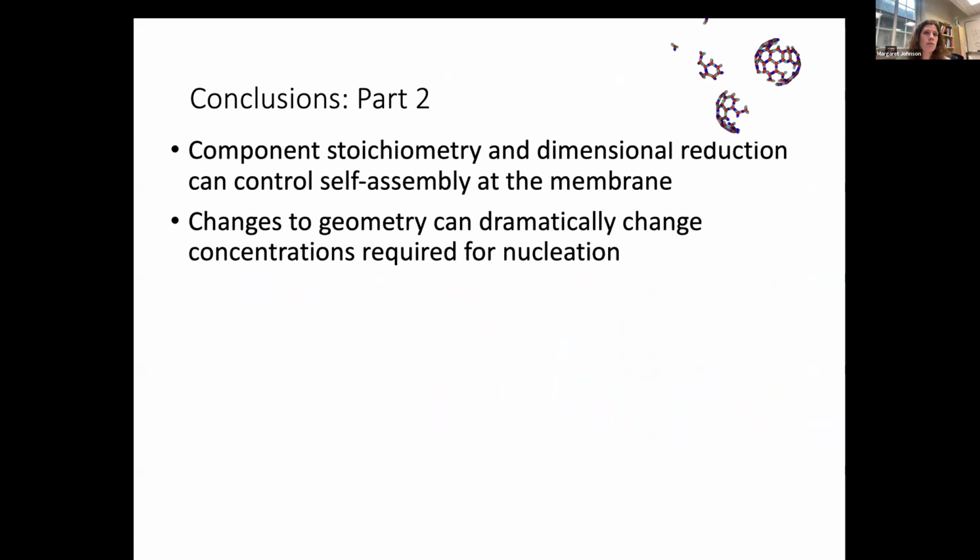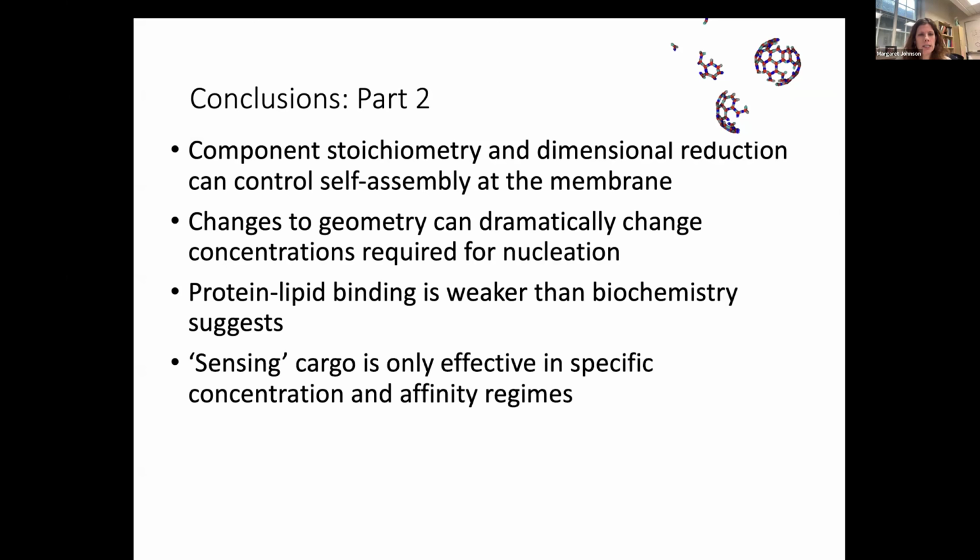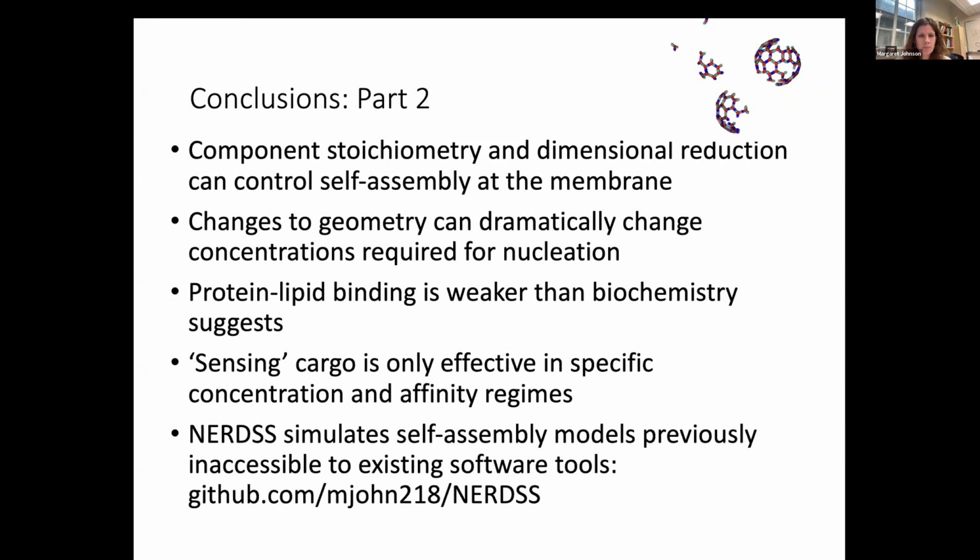If you change the geometry, you can dramatically change what you need to actually nucleate. We think that the biochemistry is off a bit because of the cooperativity in these networks. And finally, we have this simulation software for studying self-assembly. A lot of self-assembly is hard to simulate because of the span from molecular to cell timescales, but we're happy to help people figure out how to use this for their own problems.